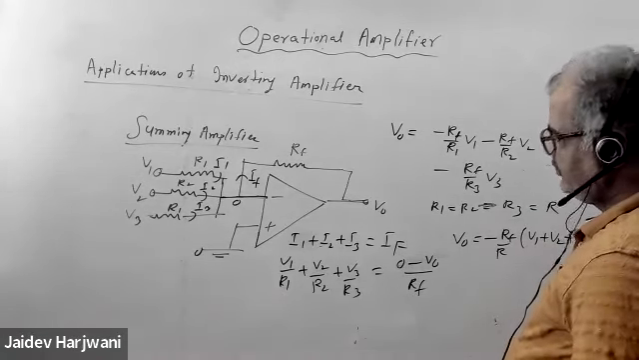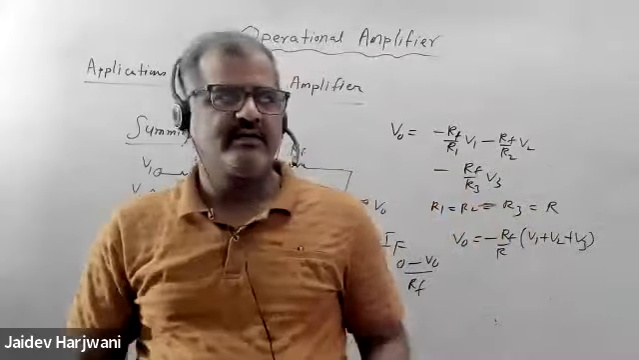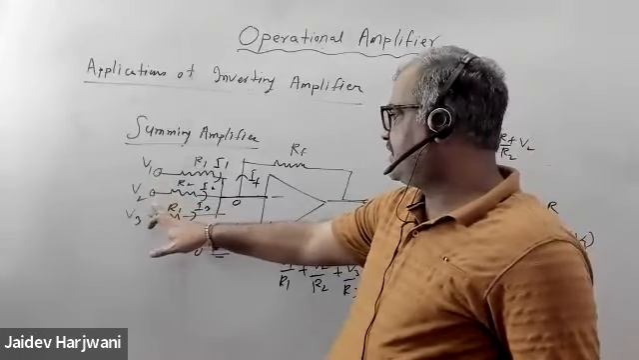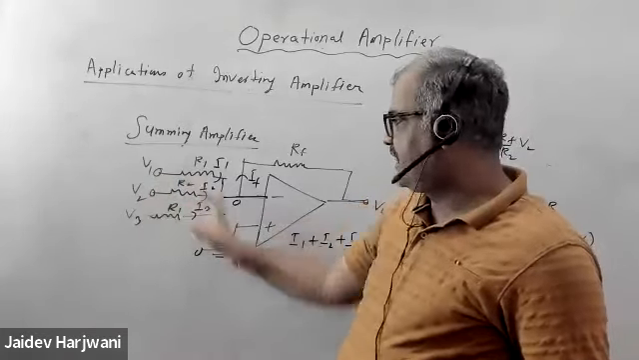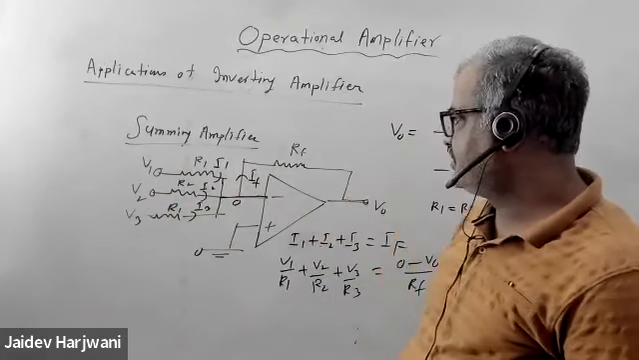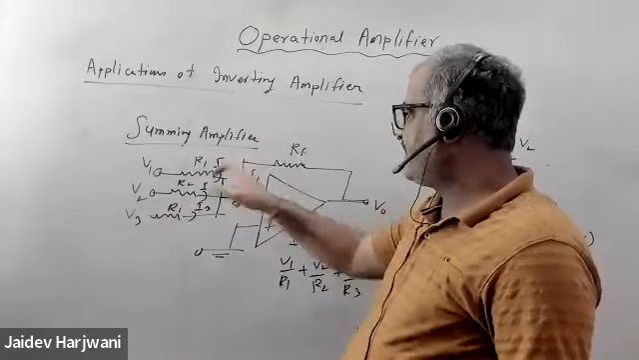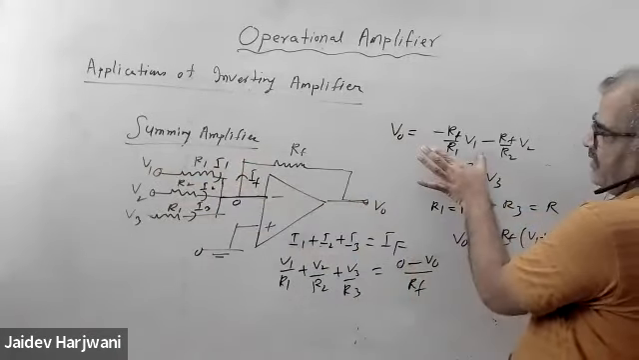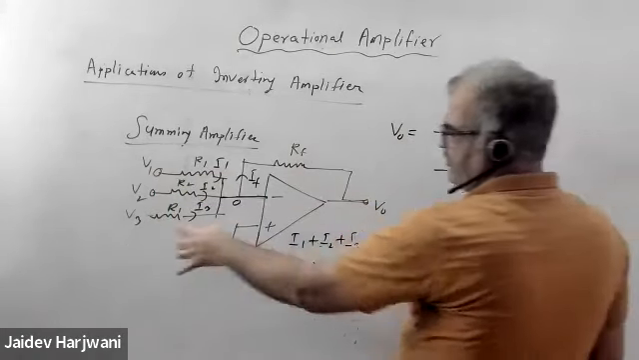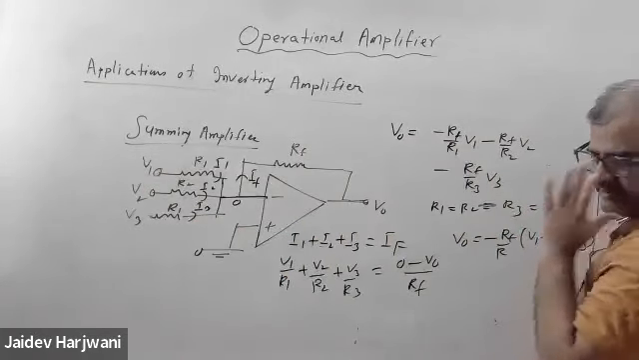You can do this another way also, with the superposition principle. In superposition, if I want to calculate the effect of one source, I have to make the others 0. So if I make the others 0, only V1 gives me the output RF upon R1 times V1. If only V2 is acting, I get this term. If only V3 is active, I get only this term. So you can do it by superposition principle. Are you getting what I'm saying?